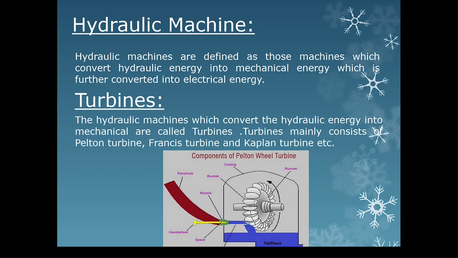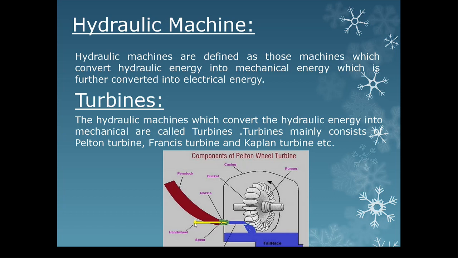So you can see the layout of a Pelton turbine. These are the blades of the turbine. This is the runner of the turbine. This is the penstock through which water is coming. This is the nozzle, and this is a hand wheel and a spear.